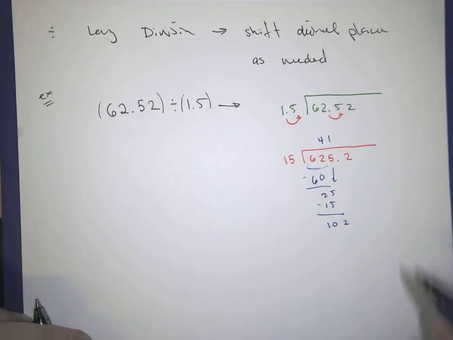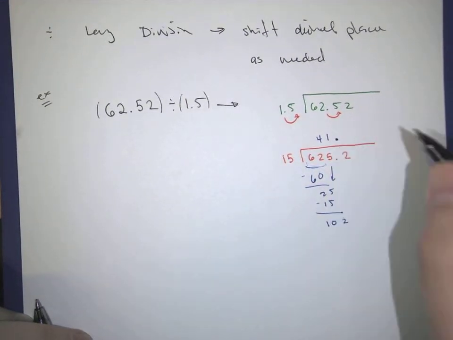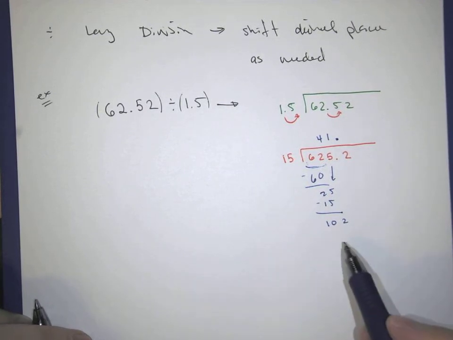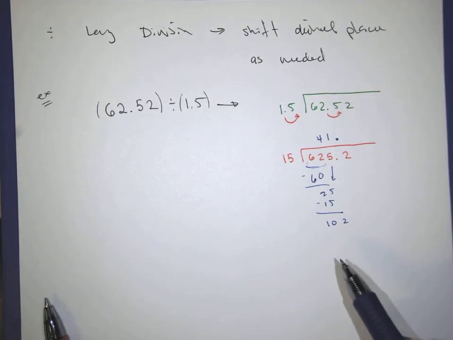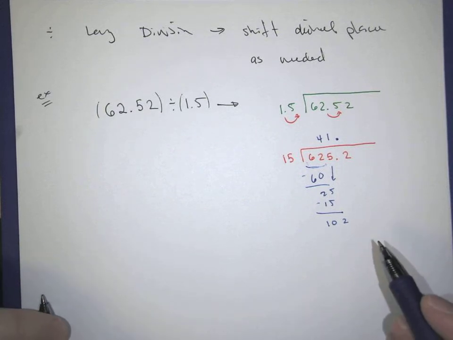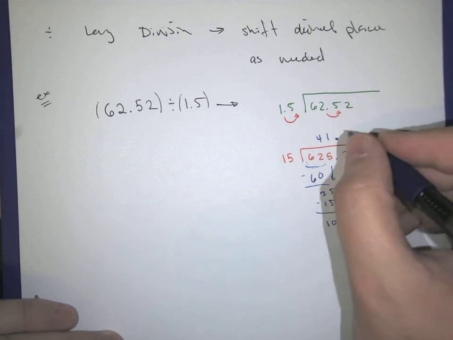102, not the most natural number in the world. Our decimal place goes up top. Let's do 15 into 102. 15 is going to go, what, 6 times? That's going to get us 90, I guess. And then that would be 12 left over.